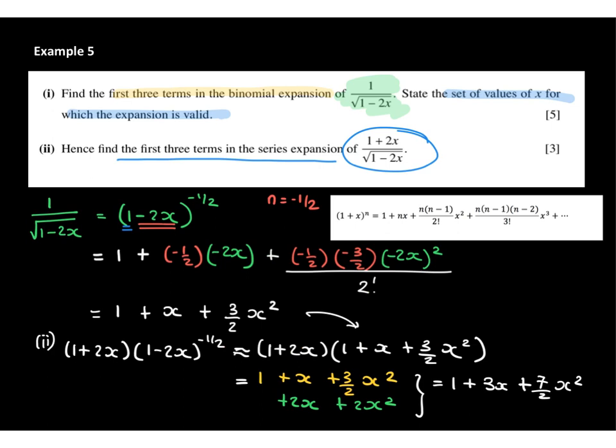Now, one thing we haven't done, which we were supposed to do a little bit earlier, is to state the validity conditions of our expansion, and hopefully we can all see that the expansion is valid for mod 2x less than 1, i.e. mod x less than a half.